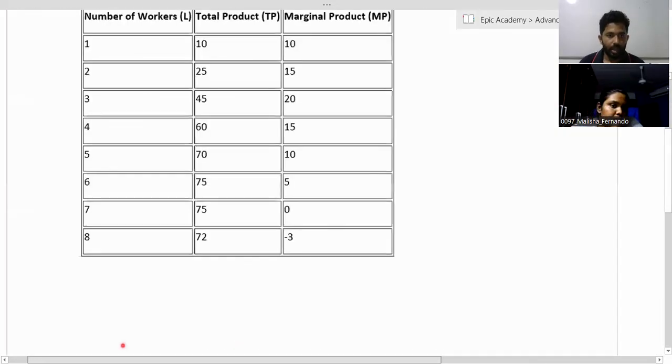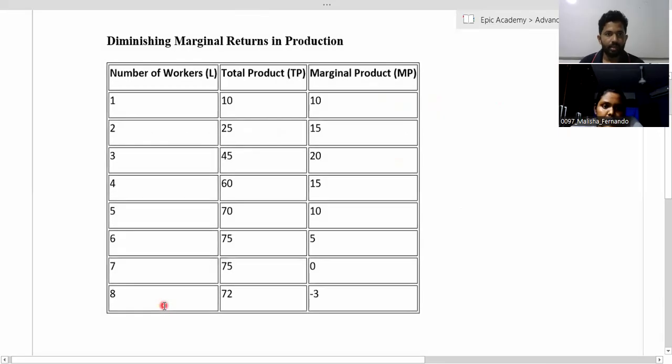This is how you can identify that. Workers increase one by one, and there's no change in the fixed factors. Only L represents the variable factor. It is going to be increased one by one, one by one. So then what happened to the total production?